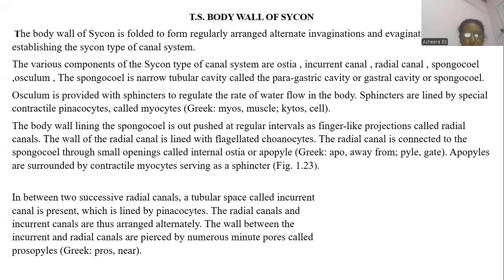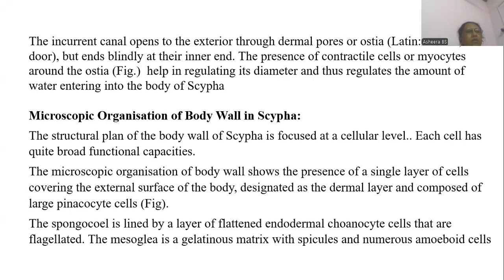Prosopyle. So where is the prosopyle? Prosopyle is present in between the incurrent canal and the radial canal. So you have to remember this. Now after the radial canal, the water has to move into the spongocoel through the apopyle. Once the water enters into the spongocoel, it will move into the osculum, and from the osculum it will be thrown out.